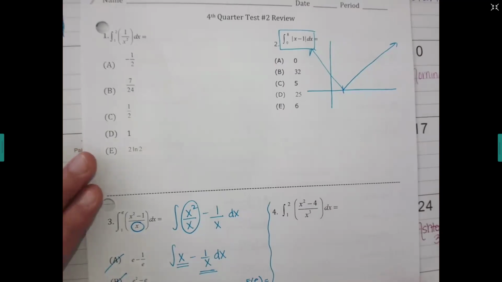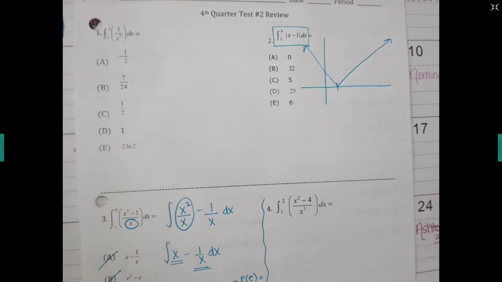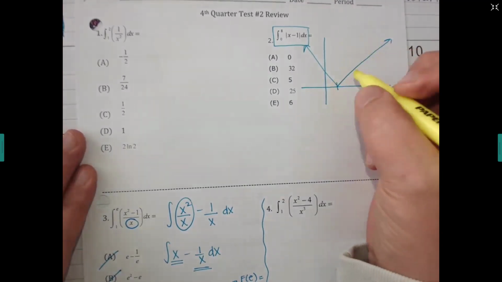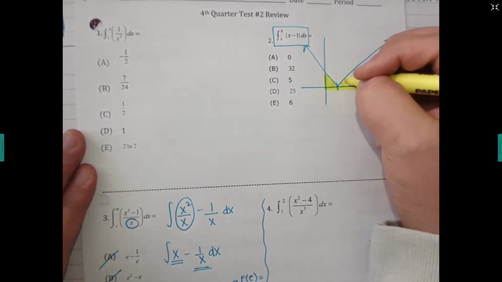If I wanted to integrate from 0 to 8, remember that I'm going to shade the x-axis along that interval. So we'll say here's 0. I would shade all the way to 8. And then I would shade this in right here.